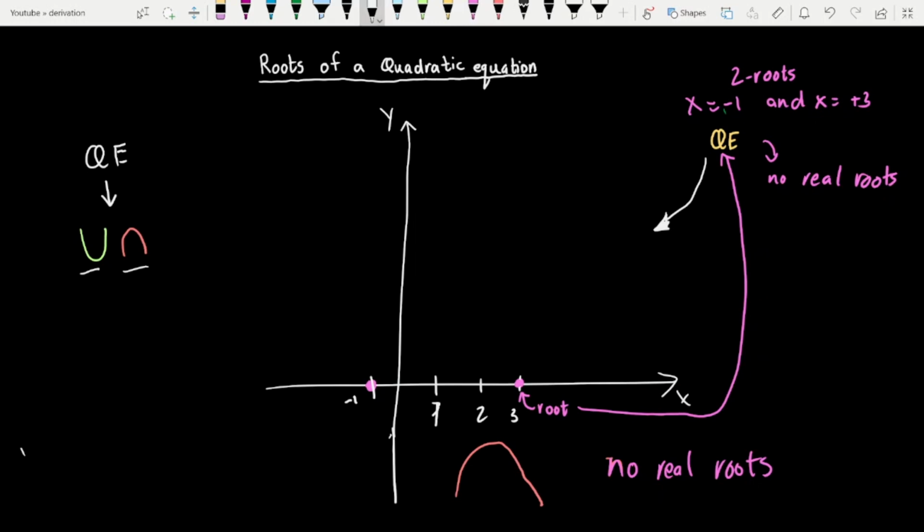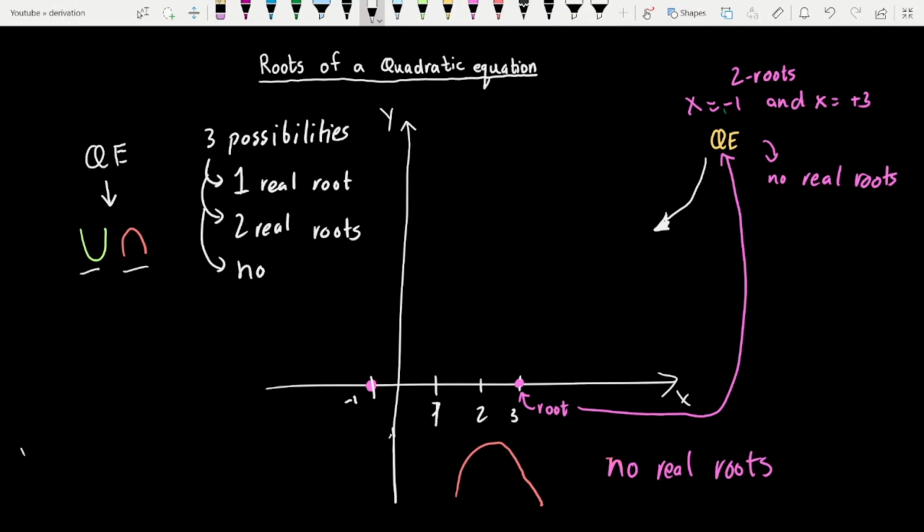So you basically have three possibilities with any of your quadratic equations. Those three possibilities are you either have one real root, you have two real roots, or you have no real roots. And we'll learn how to find these and how to draw these smiley faces and sad faces, and how to figure out if our quadratic equation makes a smiley face or a sad face. We will learn how to do all of that.